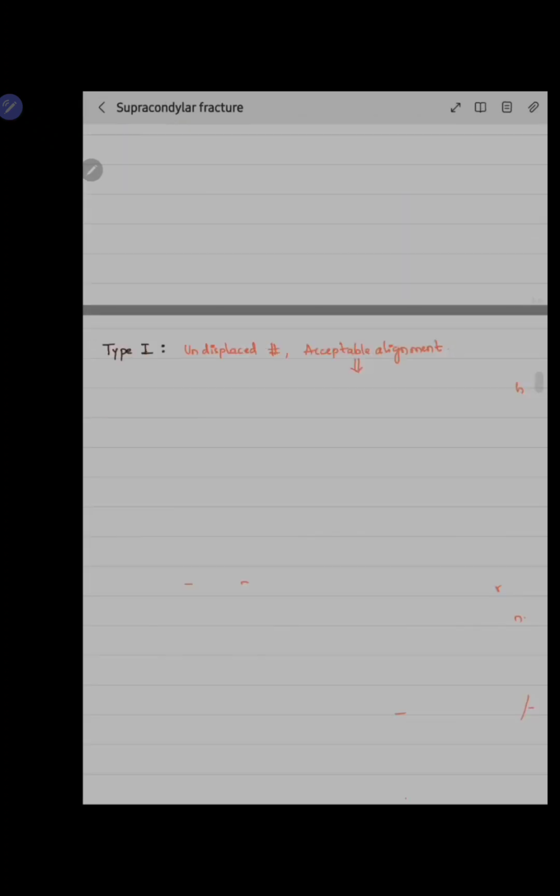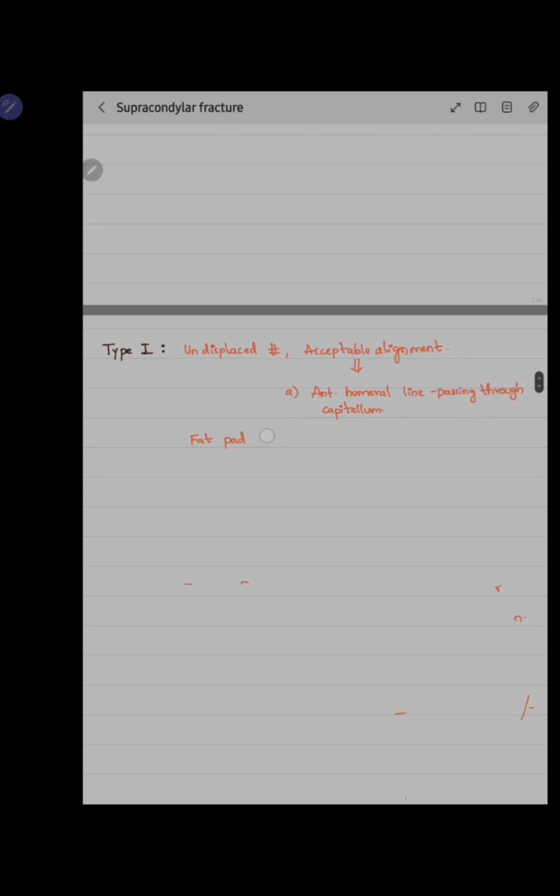Coming to Gartland's type 1 fracture. Type 1 is an undisplaced fracture which has an acceptable alignment. How do you say whether it has an acceptable alignment or not? First, we take a radiograph of the elbow in both AP and lateral views, and we draw a line called the anterior humeral line. When the anterior humeral line passes through the capitulum, we say it is an acceptable alignment. This is seen in the lateral X-ray.